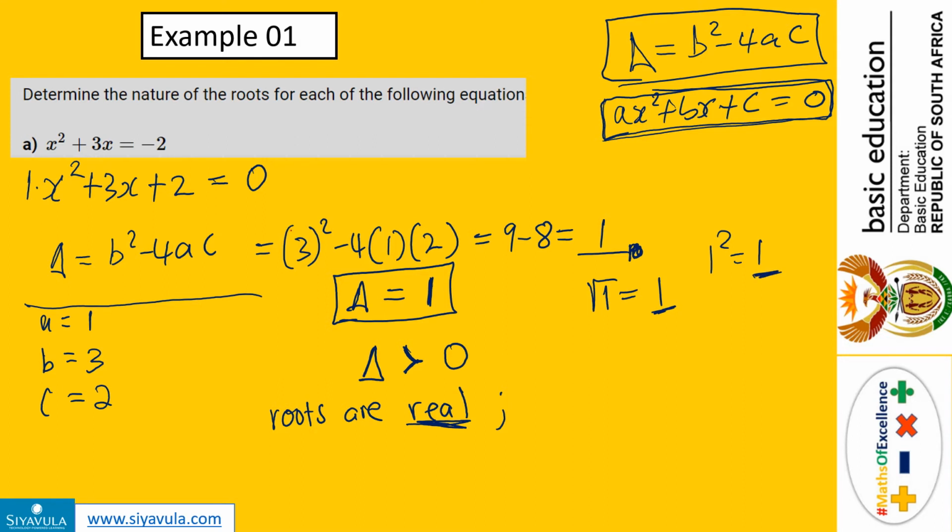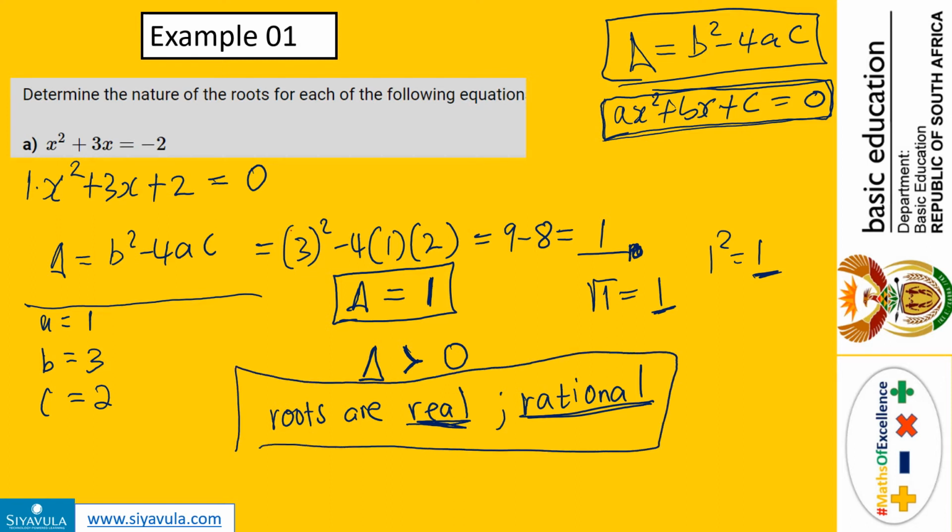So it means that my roots are real and also rational, right? So that is the final conclusion that we can make. Roots are real and rational. So that's it. Okay, let us move to another example.